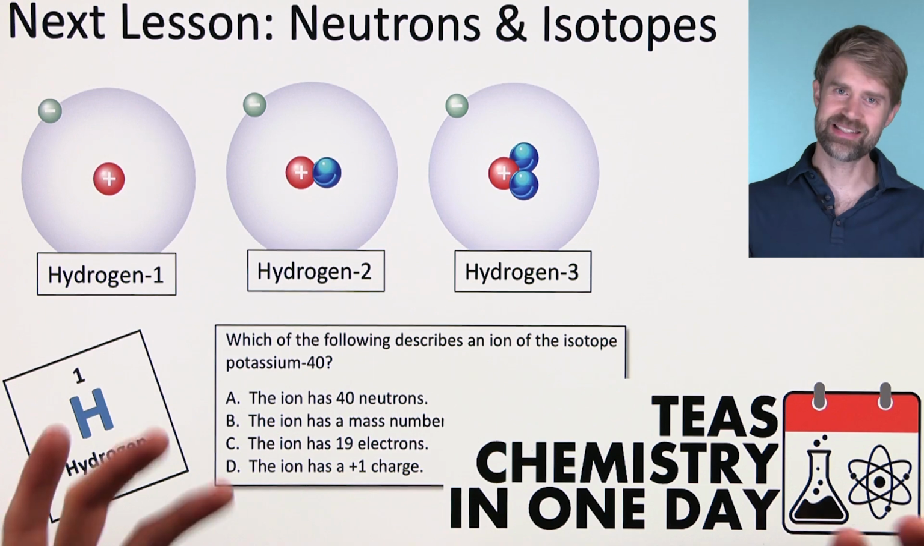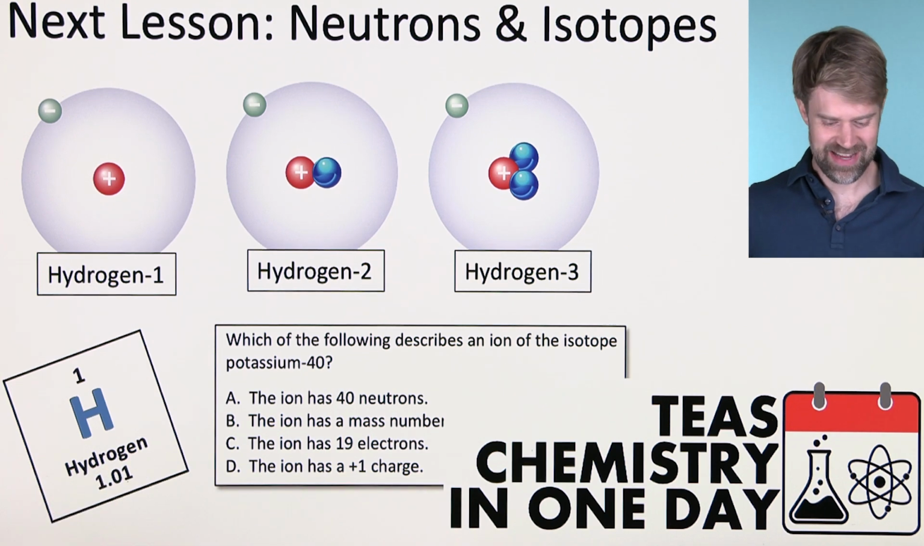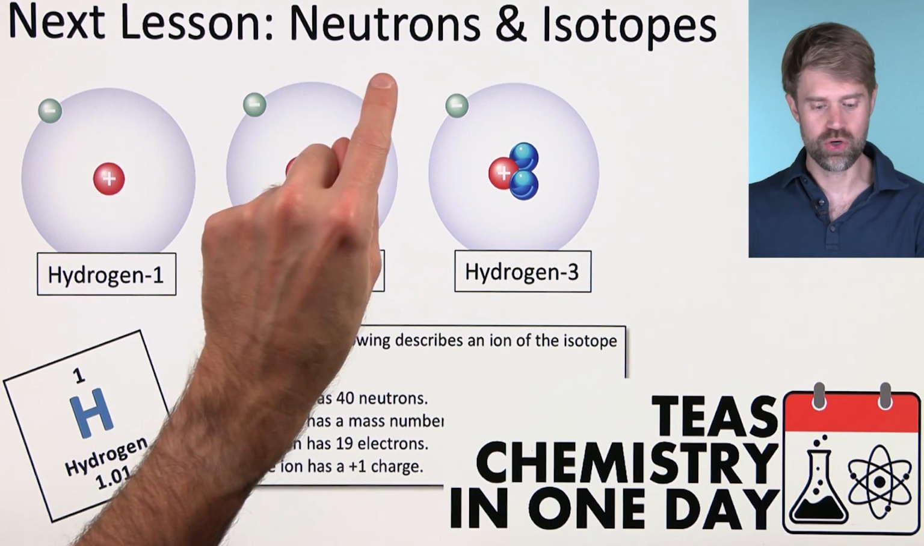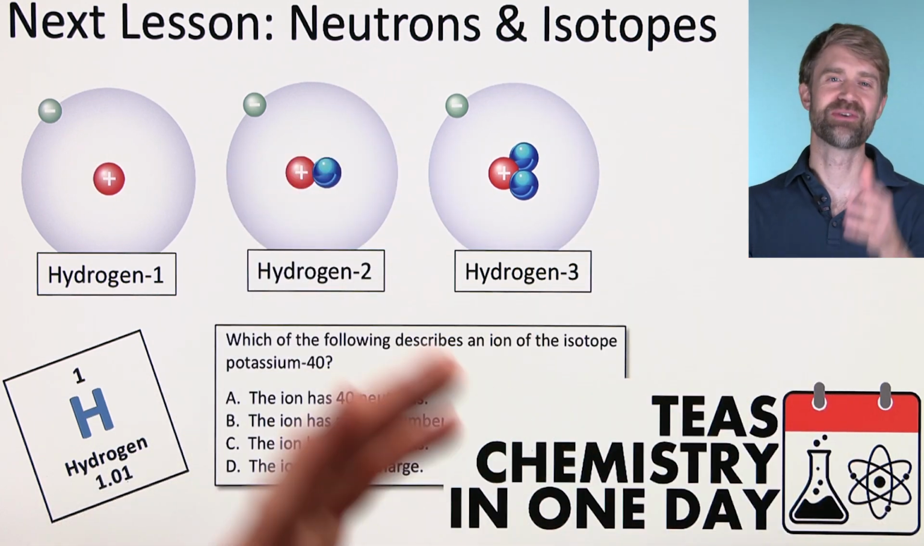So that's it for electrons and ions. In our next lesson, we'll talk about neutrons and isotopes. See you there.